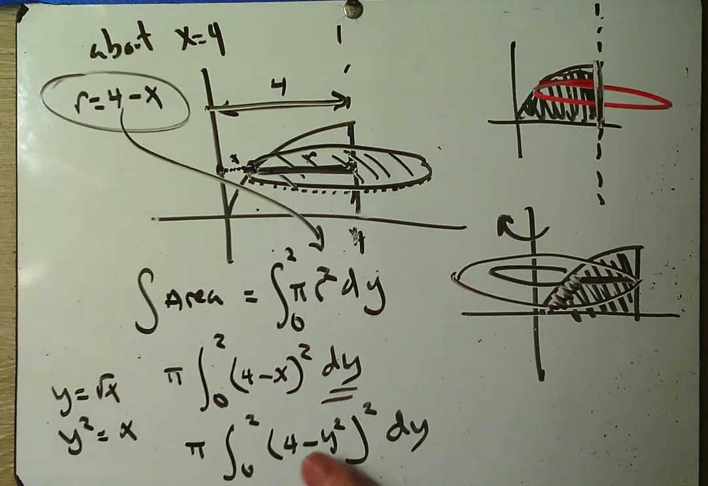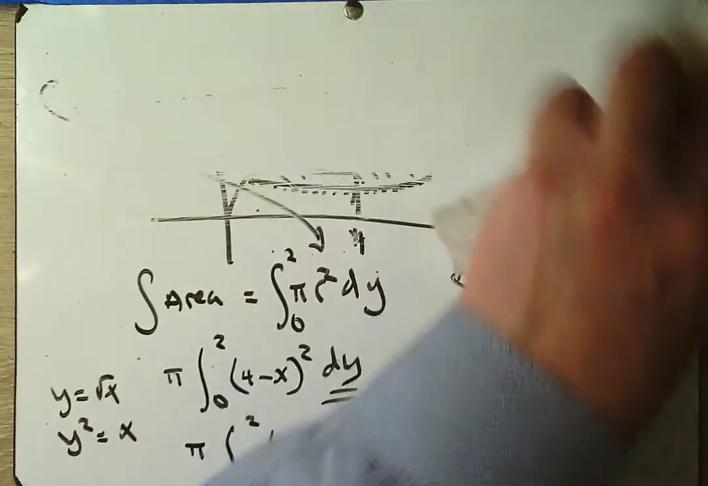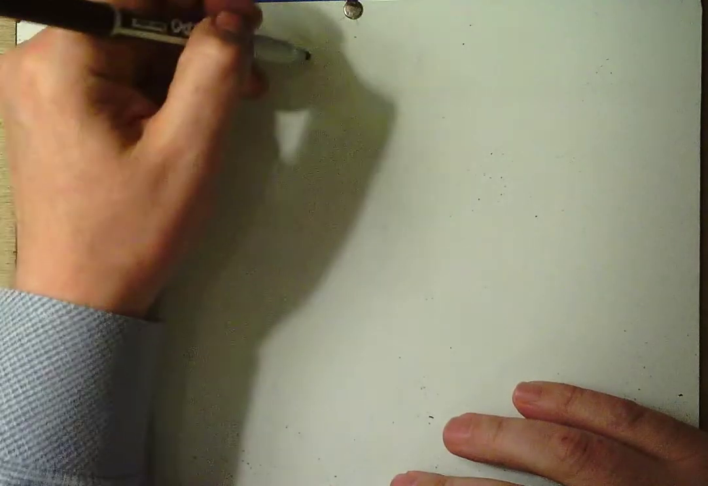Please remember to FOIL this out and don't just apply the squaring. That'll make the problem wrong. Okay, let's do one more. We did about x equals 4. What about x equals 6?